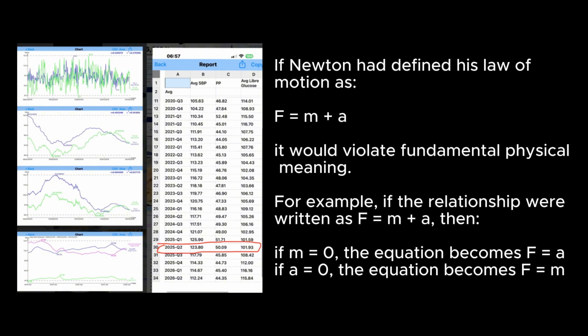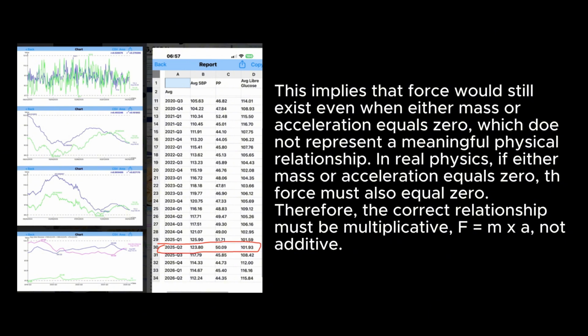If Newton had defined his law of motion as F=m+a, it would violate fundamental physical meaning. For example, if the relationship were written as F=m+a, then if m=0, the equation becomes F=a. If a=0, the equation becomes F=m. This implies that force would still exist even when either mass or acceleration equals zero, which does not represent a meaningful physical relationship in real physics. If either mass or acceleration equals zero, force must also equal zero. Therefore, the correct relationship must be multiplicative, F=m×a, not additive.